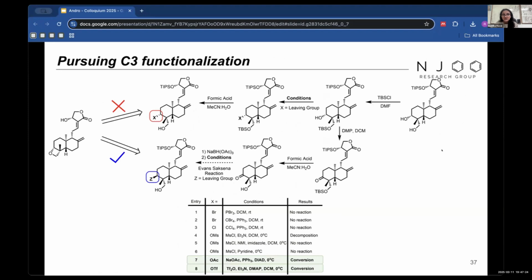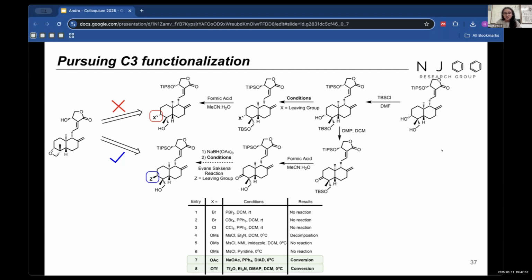And so we were simultaneously performing C3 functionalization. So we used our C14 TIPS key intermediate and protected the C19 alcohol, leaving the C3 alcohol open for functionalization. And so we tried direct functionalization of the C3 alcohol with conditions highlighted in the table, but we quickly realized that in order to construct the oxetane moiety in the best way possible in the correct stereochemistry, we would need to invert the C3 alcohol stereochemistry.